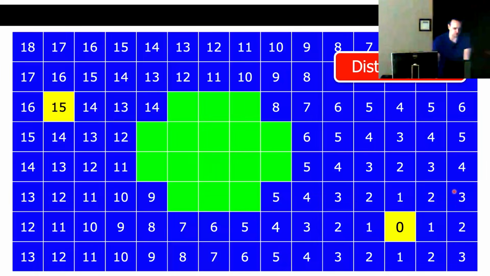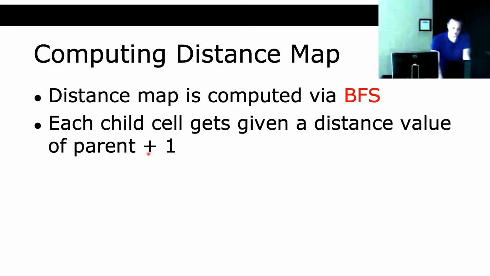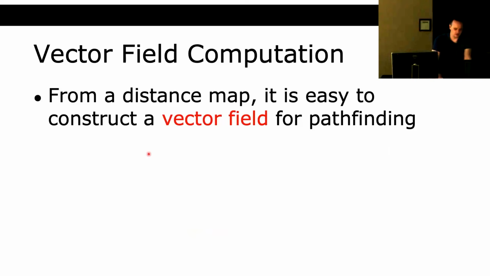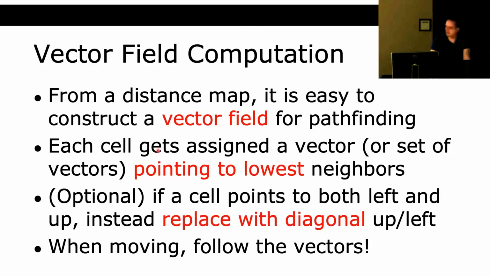Well, let's go back to this. So over here, this cell over here has 15. There is a 14 to the right, and there's a 14 down. And so I could point either down or to the right, or if I was allowed to move diagonally, I could also point diagonally down to this 13. It just depends on my action space. So that's what that's saying. And then, in order to move, just follow the vectors.